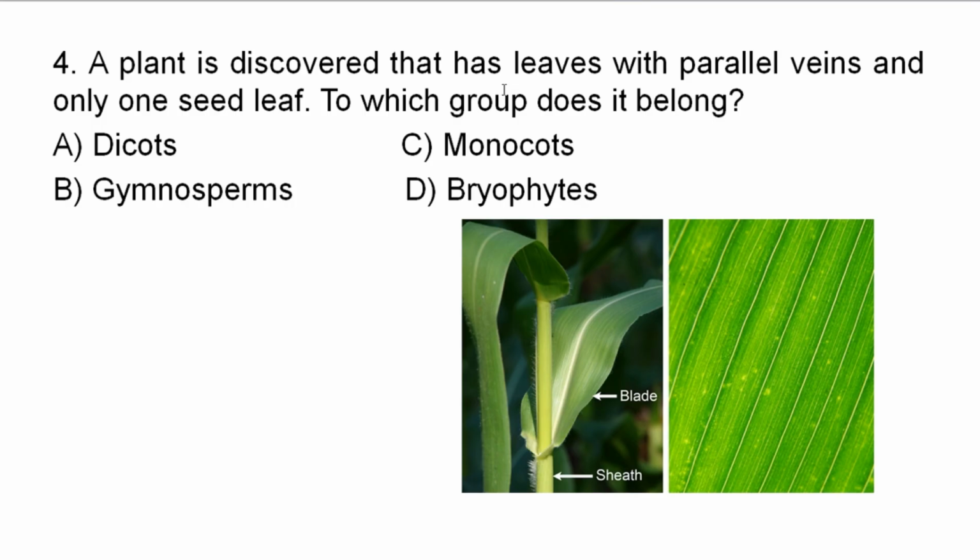Monocots have leaves, and their leaves have parallel veins. Monocots have one cotyledon. They have what? One cotyledon, or they have what? One seed leaf. So monocots are characterized by having parallel veins within their leaves and one seed leaf. Dicots, they have netted veins within their leaves, and they have two seed leaves. They have two cotyledons.